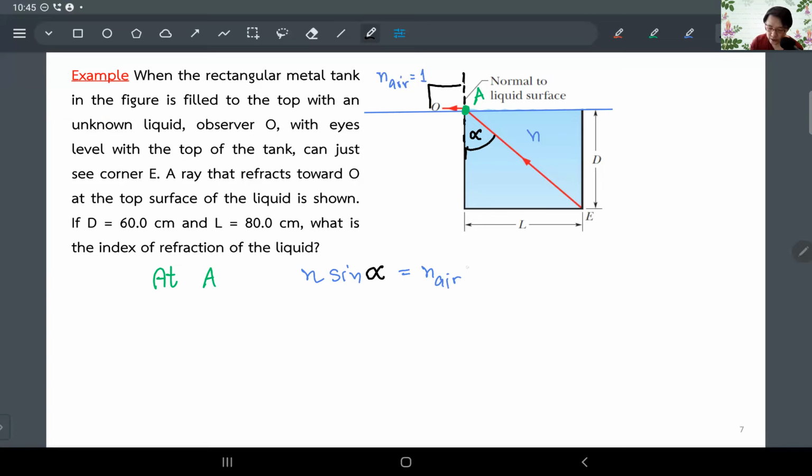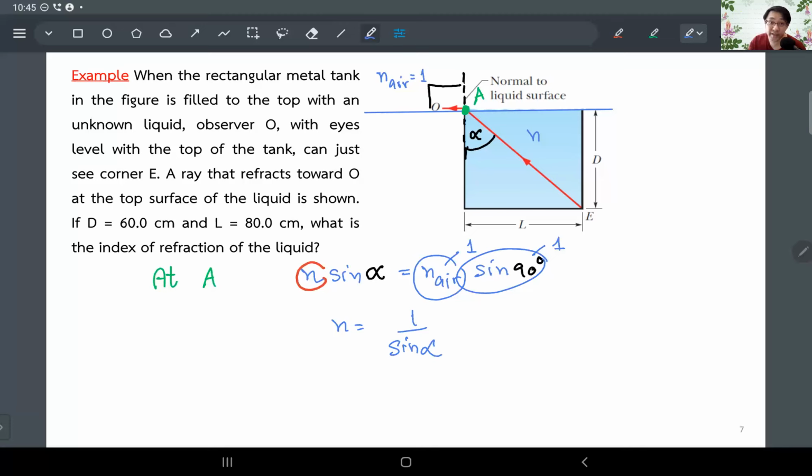So that means you just put sine of 90 in there. And that's it. From there, you can pretty much calculate the n. This is the one you want. So you can just say n is, I can substitute n air to be 1. Sine 90 is also 1. So it's going to be 1 over sine alpha. Can you figure this out? That's no big deal because all you need is just the value of sine alpha.